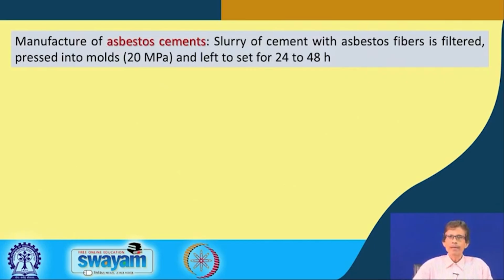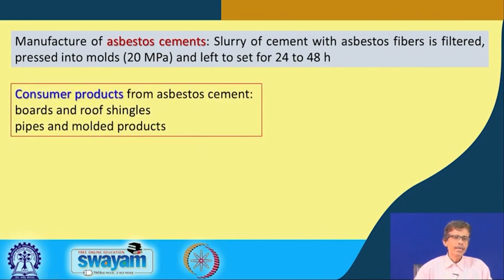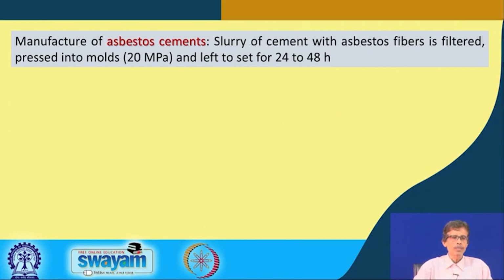Because asbestos itself is a dry material, after dehydration like that of your zeolite, we can get this asbestos for this particular purpose, to have this asbestos cement. So you get the slurry of the cement, and asbestos will be put inside. The slurry of cement with asbestos fibers is filtered, placed into molds at a very high pressure and left to set for 24 to 48 hours. So you see within 1 or 2 days it will be set. So asbestos cement or asbestos concrete can be set if we have the addition of asbestos material to the slurry of cement.